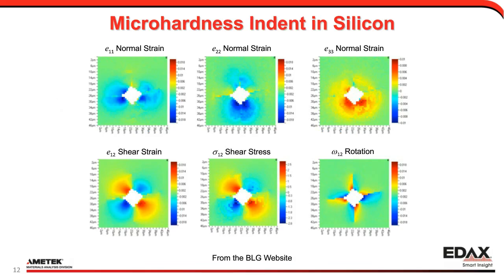Just to show the effectiveness of the technique, if you measure the strains, then you can map them out from many patterns. And here's a hardness indent in silicon, and you can see the strain fields that develop and the different components of the strain tensor, as well as the rotations.